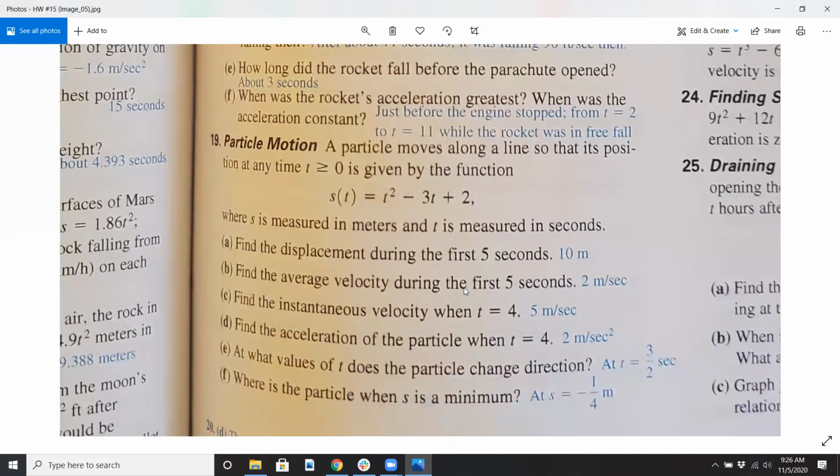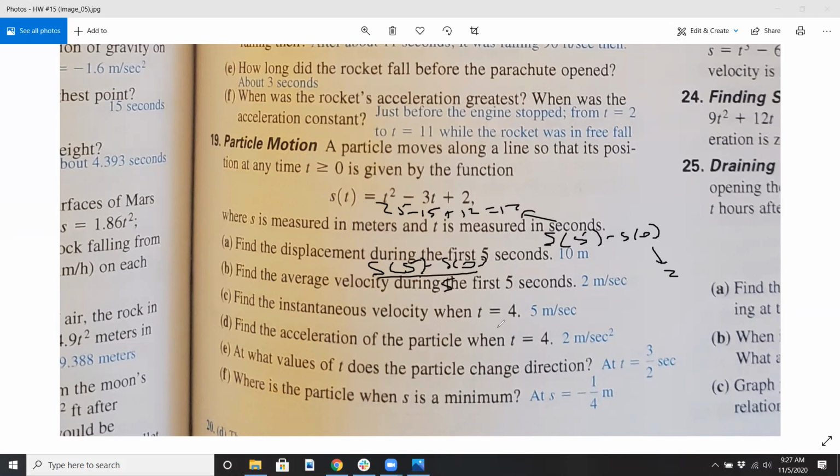Find its place in the first 5 seconds. That's just a change of velocity, just so you know. So that's just S5 minus S0. So S5 would be 25 minus 15 plus 2, which is 12. That's S5. S0, of course, is 2 if you plug in 0 for t. And you got to take the difference. So that's displacement. It's a change in position. Average velocity is S5 minus S0, but then divide by 5.